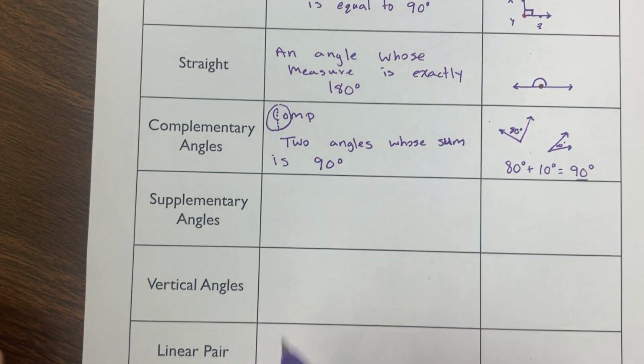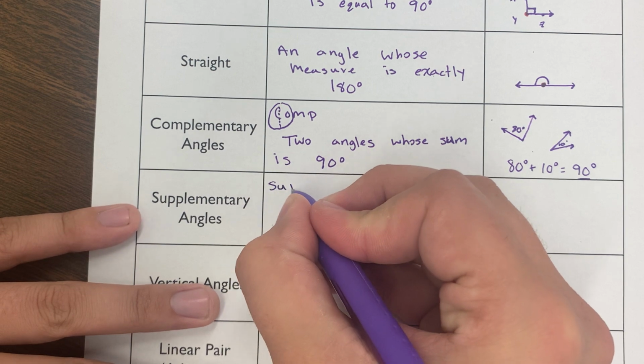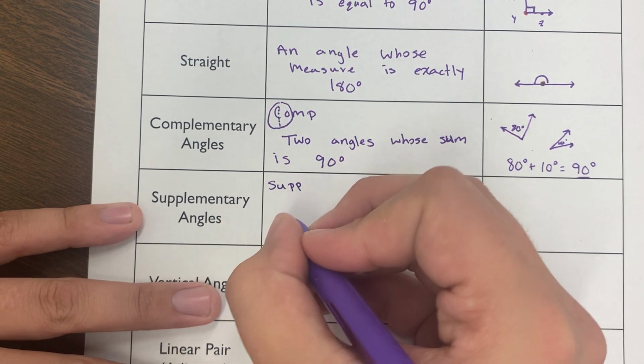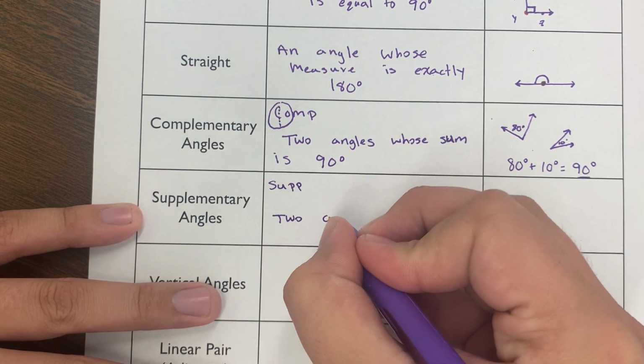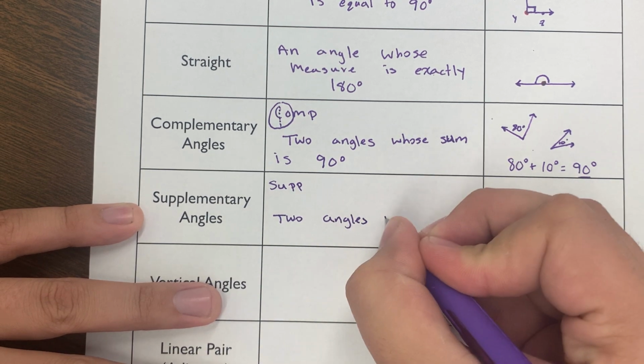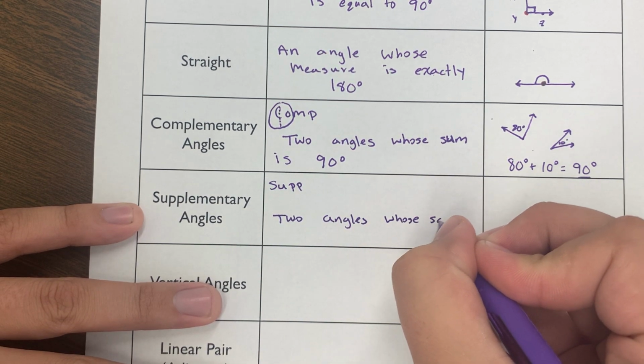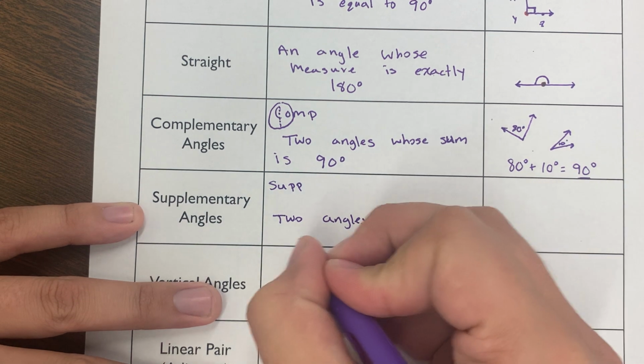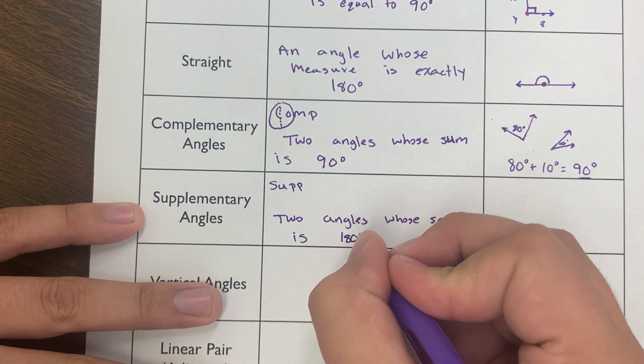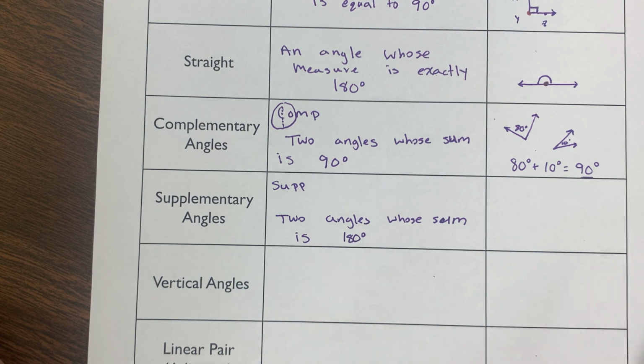Supplementary is gonna be kind of similar. I'm gonna write the word sup there again. So supplementary is two angles whose sum is 180 degrees. So if I put them together, they make a straight angle or a straight line at the bottom.